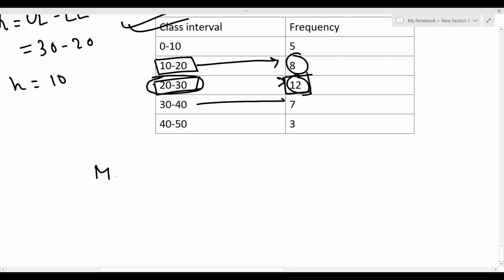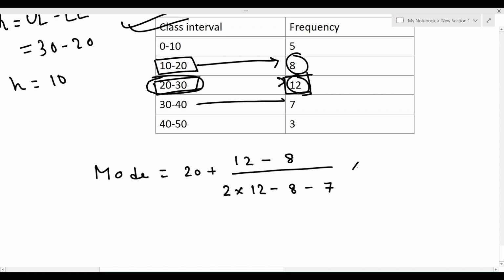If we put all the values in the formula, it becomes L, which is 20, plus Fm, which is 12, minus F1, which is 8, divided by 2 into Fm. So 2 into 12, minus F1, which is 8, minus F2, which is 7, into H, and the value of H is 10.